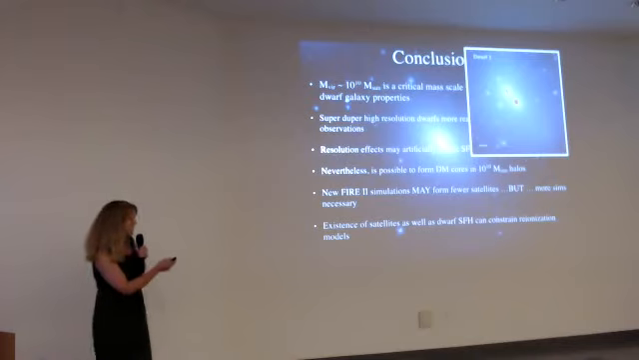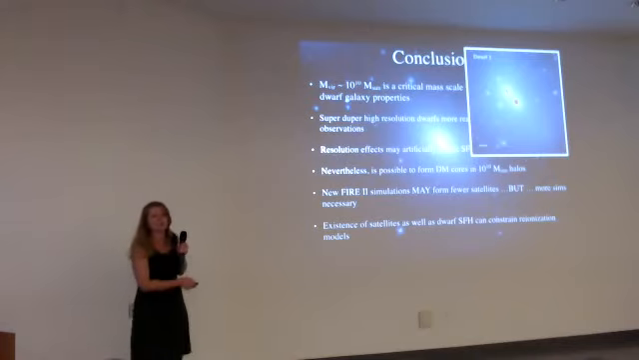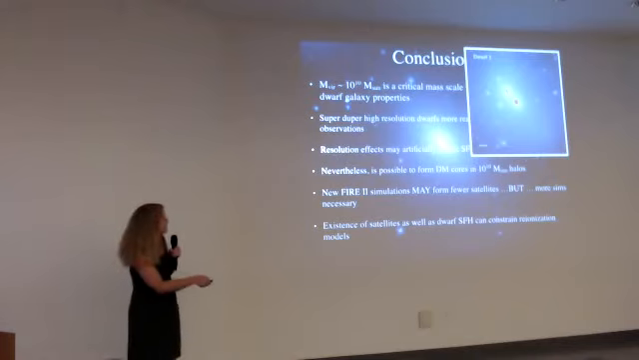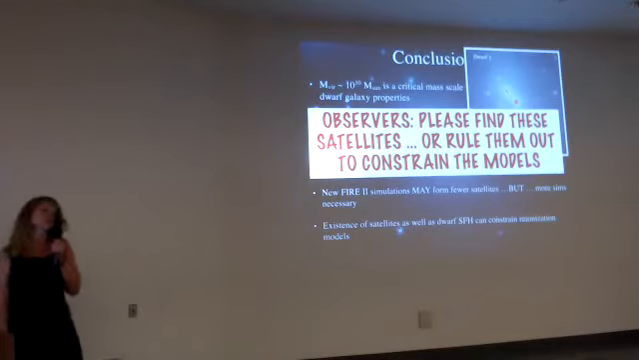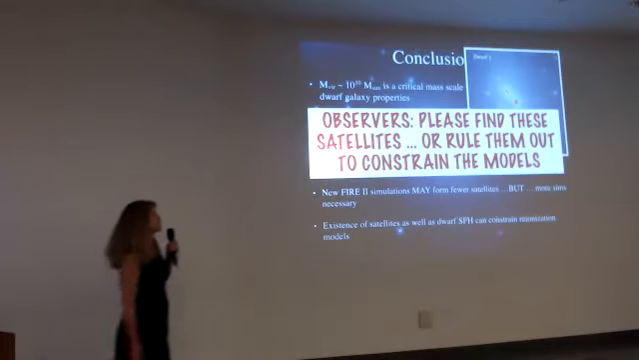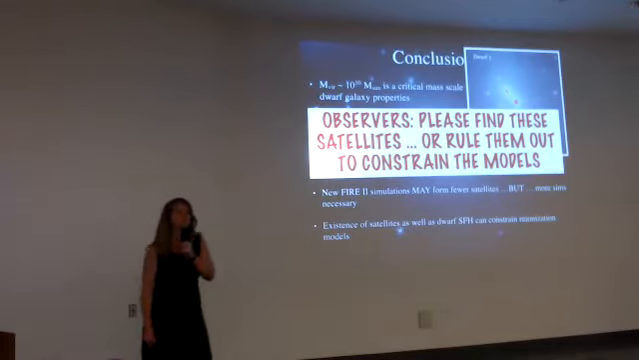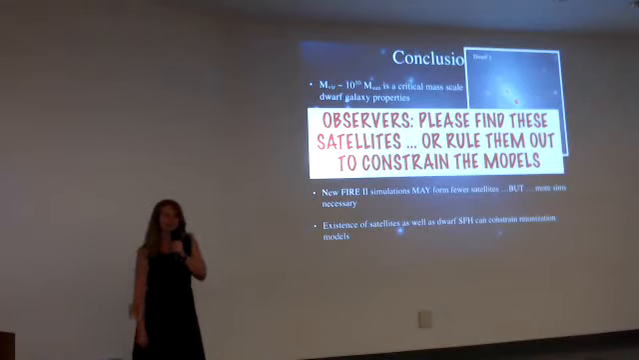And because the existence of these satellites and also isolated ultrafaints can constrain reionization models and constrain physics, please, observers, go out and find one of these ultrafaints orbiting around a Local Group dwarf or an isolated dwarf so that we can start to figure out what's going on.